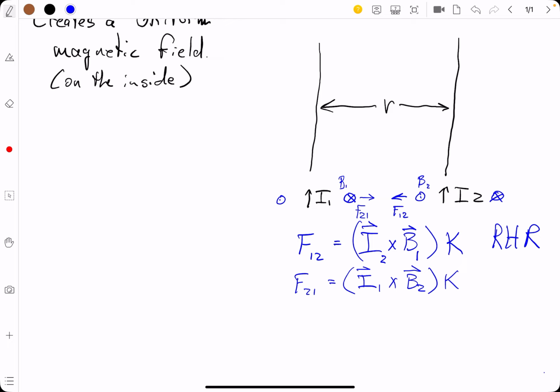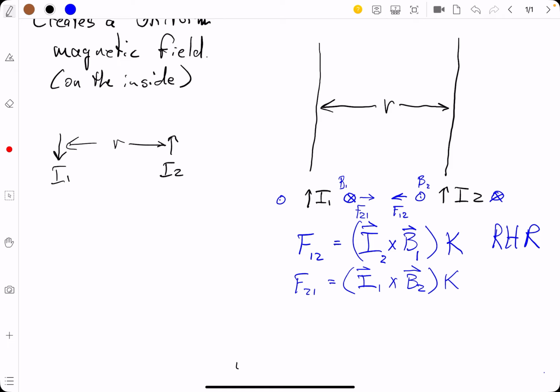Okay, great. Now, what if one of those guys was flipped around? Let's come on over here and say we've got one of the currents, I1, for example, going this direction, I2 going in that direction, same R between them.